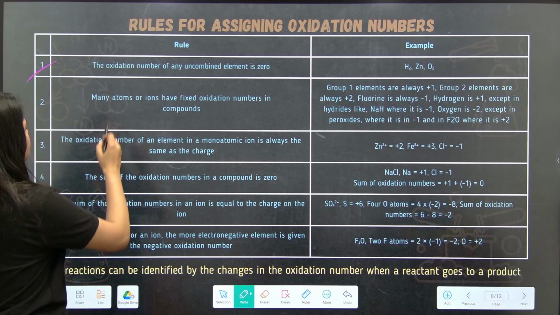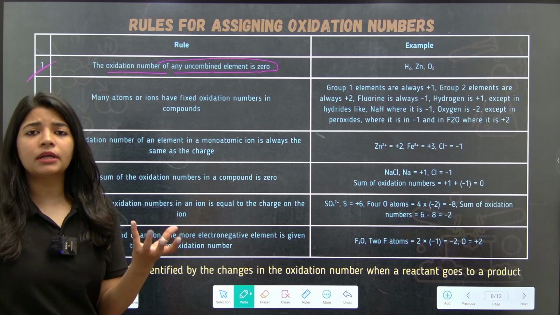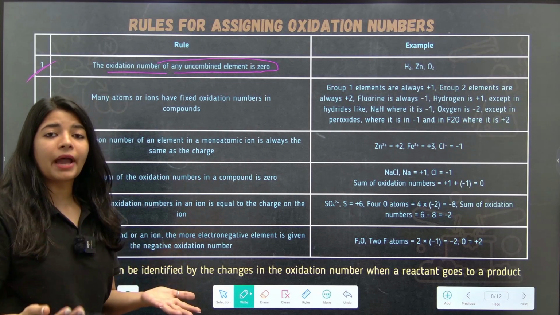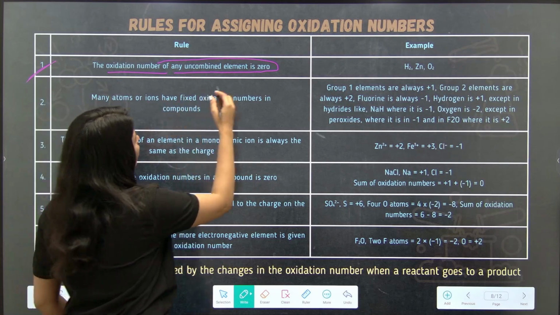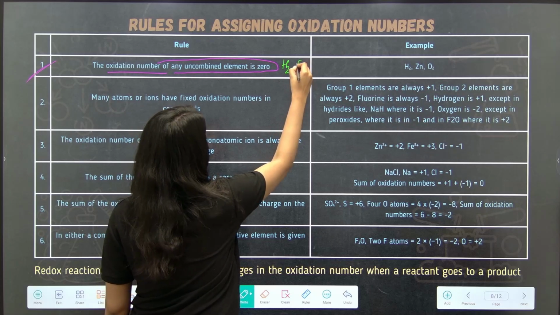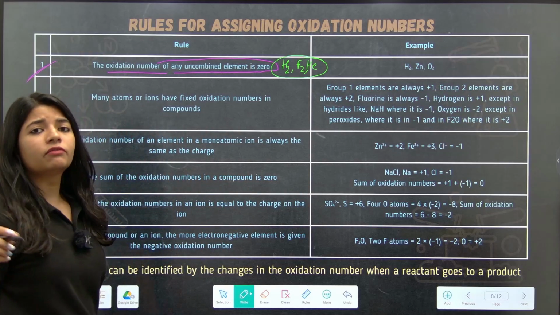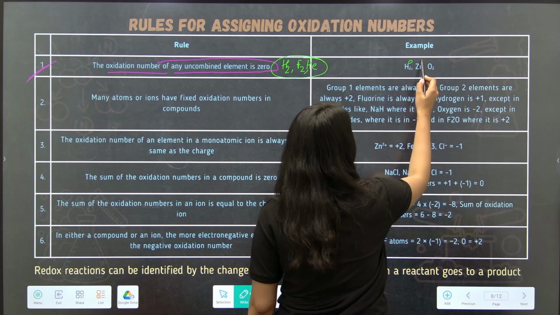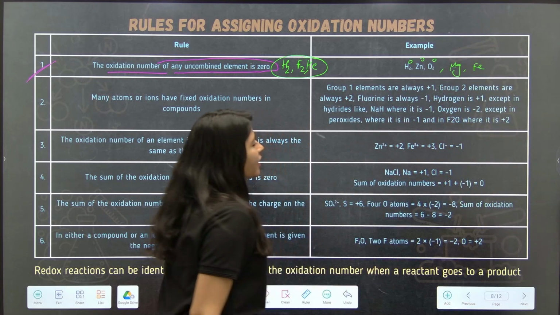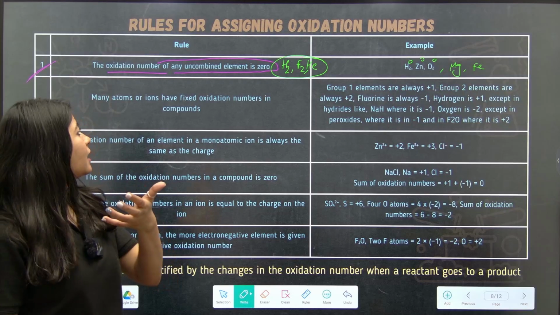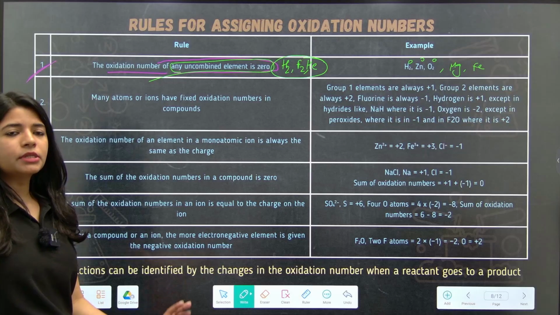So, the first rule is the oxidation number of any uncombined element is 0. An uncombined element is one that is not combined, or not in the form of a compound. So when it is in pure form, like for example H2 or F2 or helium, in this case the oxidation state will be 0. This is 0, 0, 0. Let's take Mg or Fe. Here, if the oxidation state is not mentioned, then in any uncombined element it is 0. I hope this is clear.